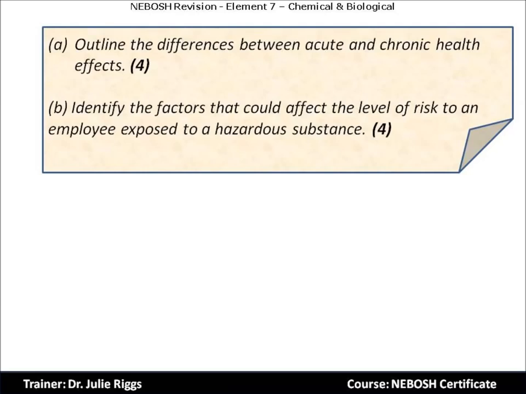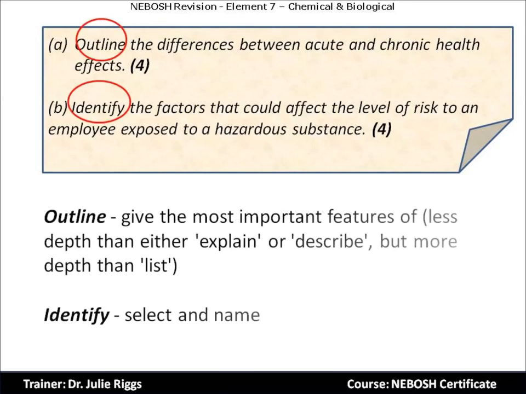So before we answer, let's examine the actual question. Firstly, we want to look at the action verbs. Part A requires us to outline, which means give the most important feature, which is less depth than either explain or describe, but certainly more depth than list. Consider a bullet point with perhaps a line, 2 lines underneath. Part B requires you to identify. This is select and name. Therefore, we don't need descriptions, nor do we need a lengthy explanation.